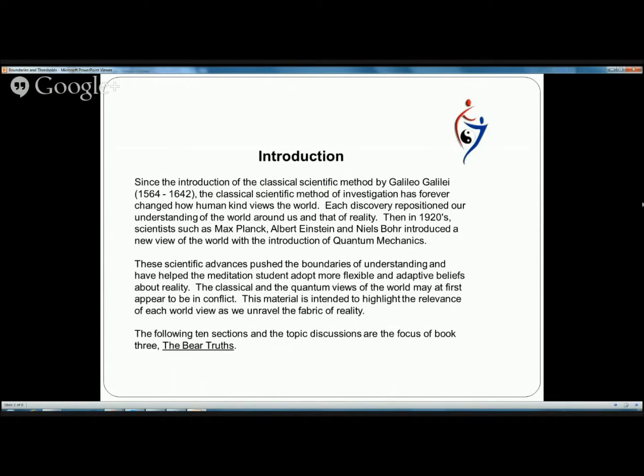So we're going to look at these scientific advances because they've pushed our boundaries of understanding. And that's what the 10 sessions are about. So this will be wrapped up in my third book called The Bitter Truths. So let's look at the content.